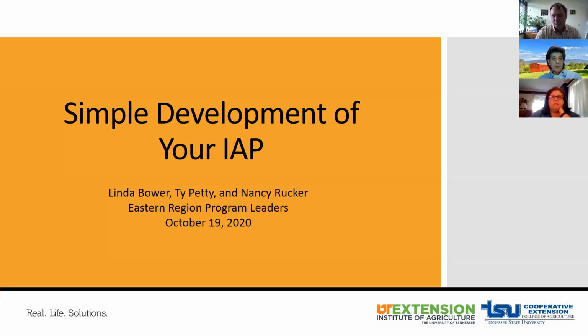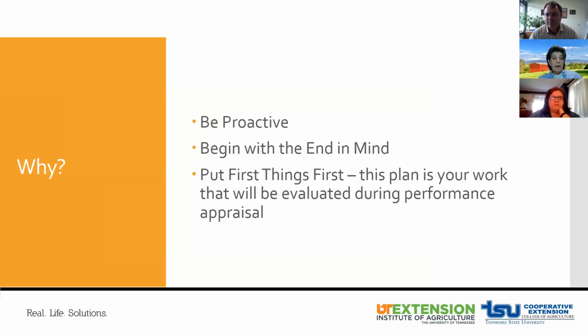Nancy's going to take us through, and we're going to do live working with a plan just so that you can see. So why do we plan? Why are we doing this? One, we want to be proactive in meeting the needs in our community. We want to begin with the end in mind. We want to first identify the needs that the county has, and then what we want the end result to be. So when we think about beginning with the end in mind, we want to think about the outcomes that we need to help with the needs that are there. And we want to put first things first.